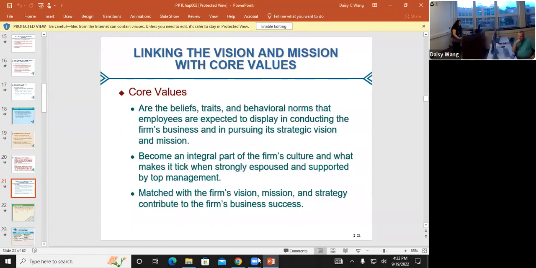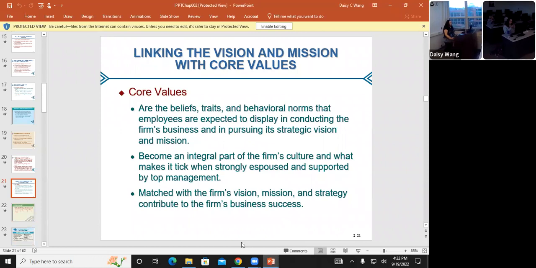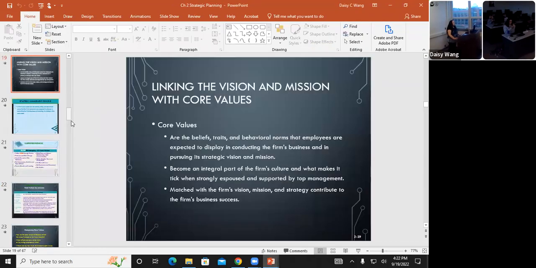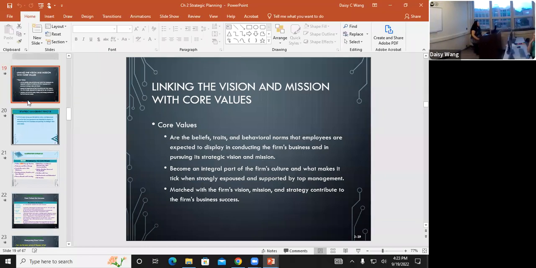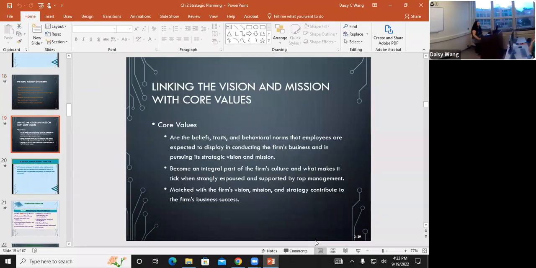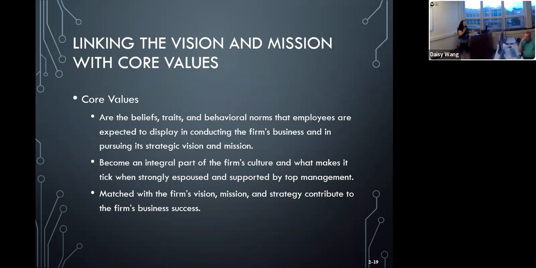So core value. Go back to this. Better looking. So core value is what the company believes. Okay. Most likely the culture, the behavioral norms they expect to show in the company's business. And it becomes part of the company's culture.